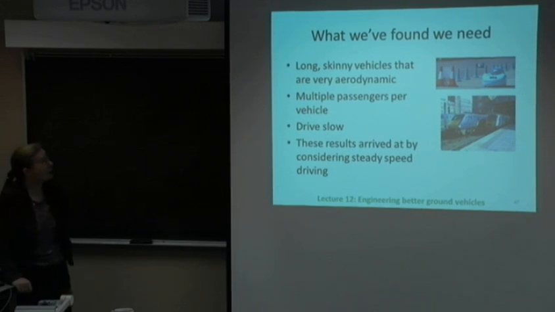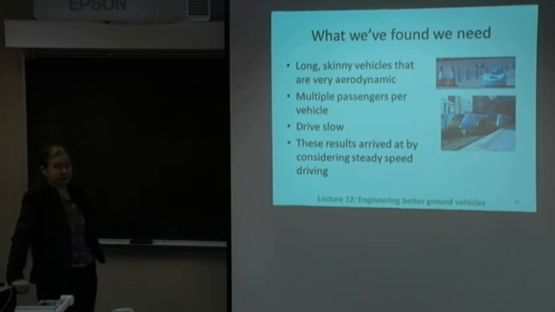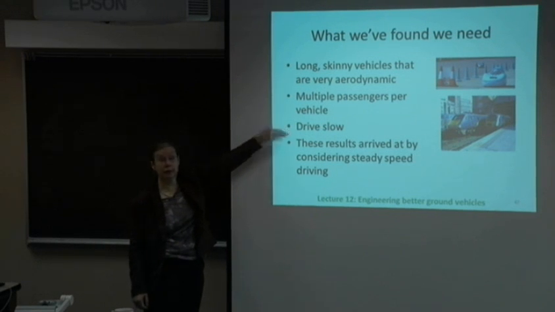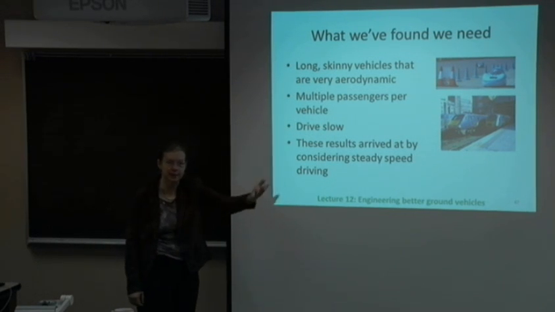So we found what we need is long, skinny vehicles that are very aerodynamic. You want your kids behind you, not next to you. Multiple passengers per vehicle, so the more kids you have, the more efficient you are. No, wait, that can't be right. Drive slow. This is a huge deal. Up to a point. If you drive too slow, engine idling and rolling resistance is no benefit.